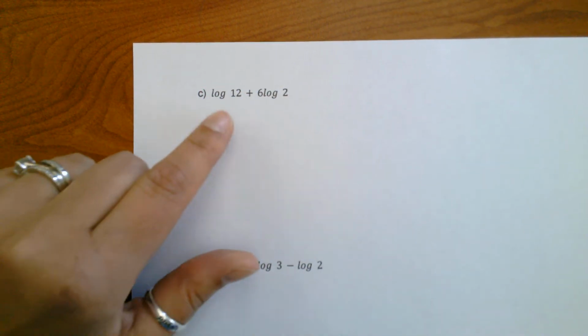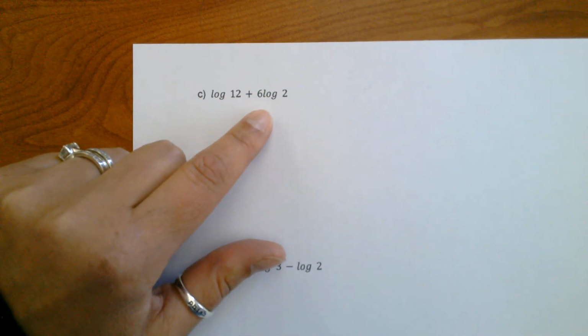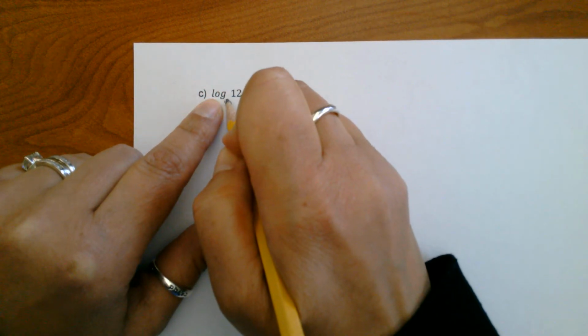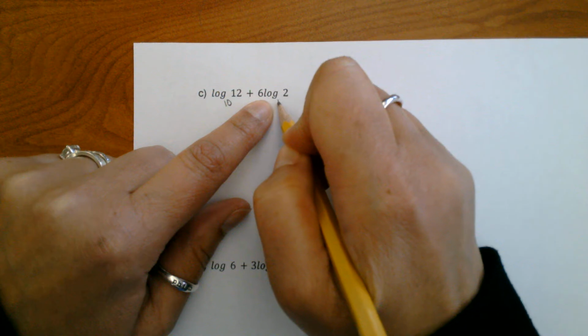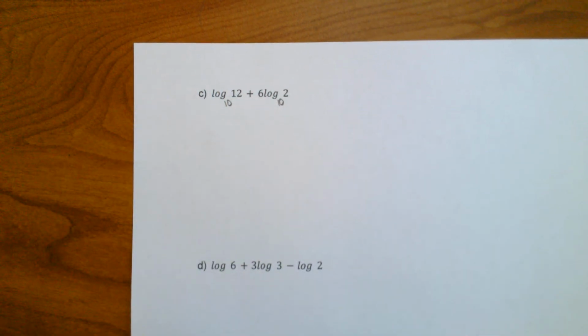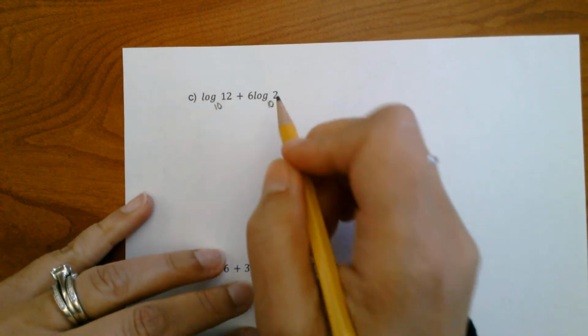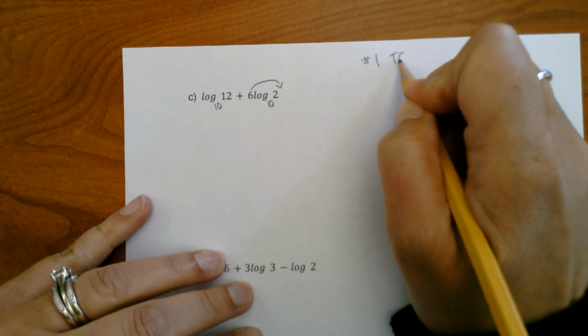We have log base 10 of 12 plus 6 log base 10 of 2. Let's put that in because I just read it not right. I know you like filling things in, so we can fill that in. So what do we have to do here? We have to get it to one log. All right, so first take care of your powers. That's number 1. Take care of powers.